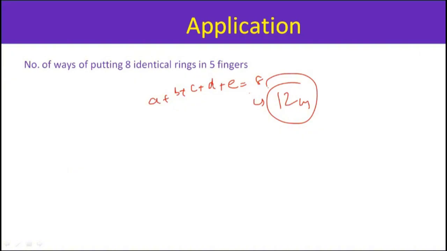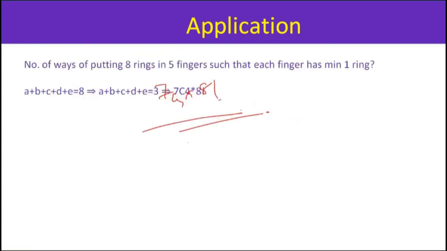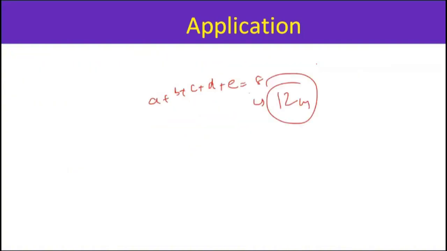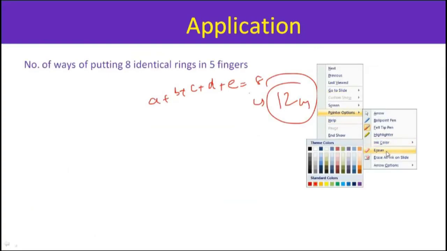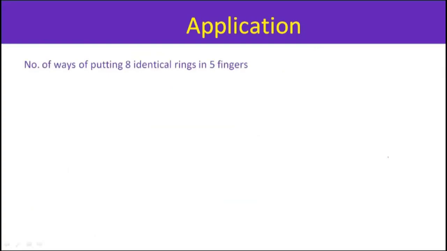But all of you made the same mistake. People who said 7C4, is it clear? Why should it not be 7C4? 7C4 was when there was a constraint, right? In the last question we had the constraint that each finger has minimum 1. Here there is no constraint. The answer will be 12C4. Clear?